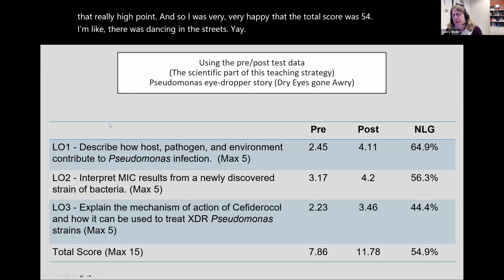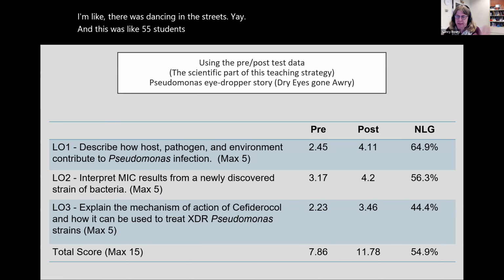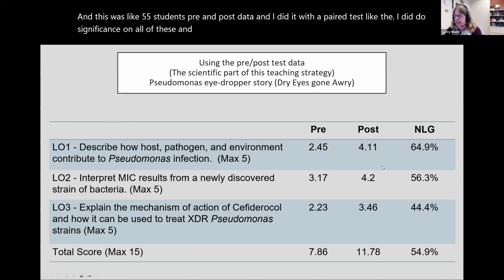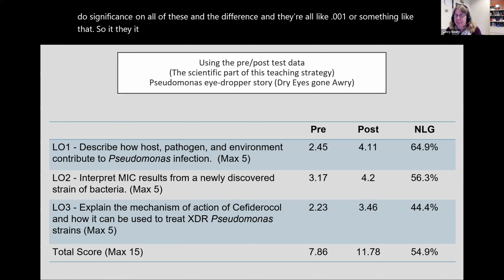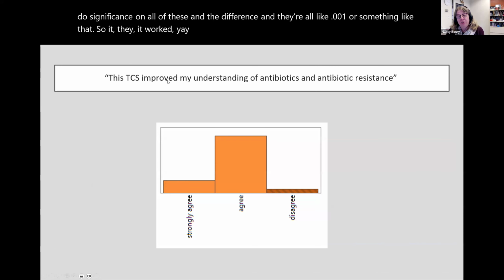And this was like 55 students pre and post data. And I did it with paired tests. I did do significance on all of these, and the differences are all like 0.001 or something like that. So it worked. Yay.